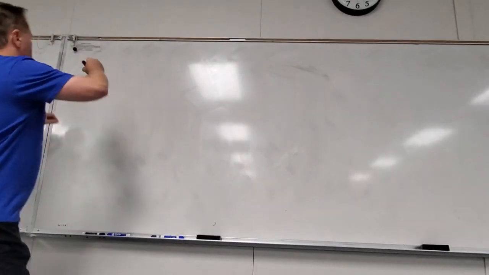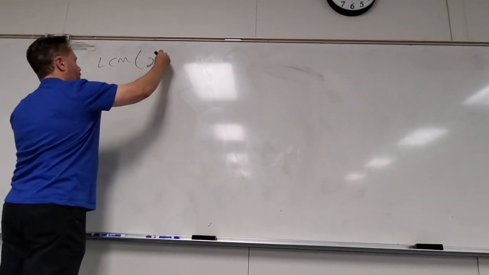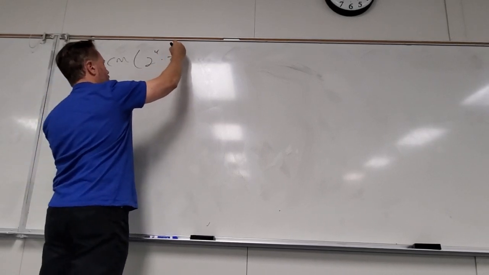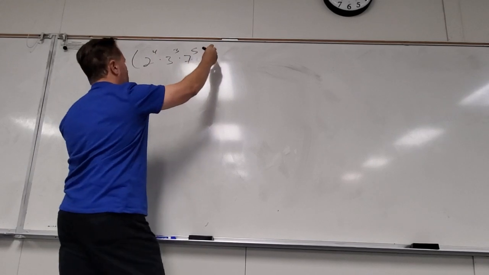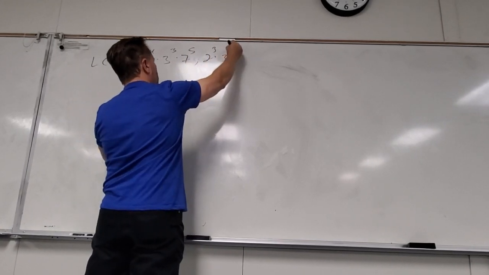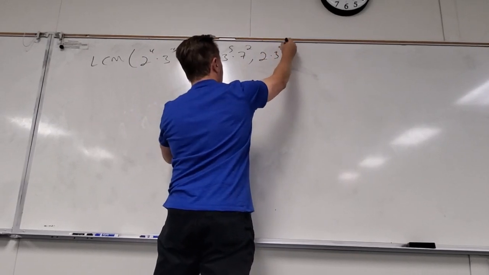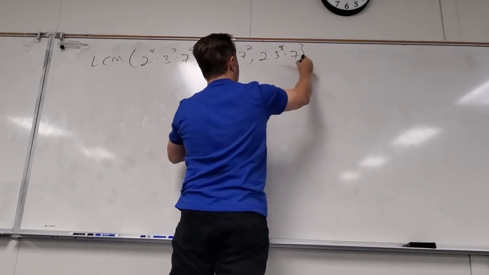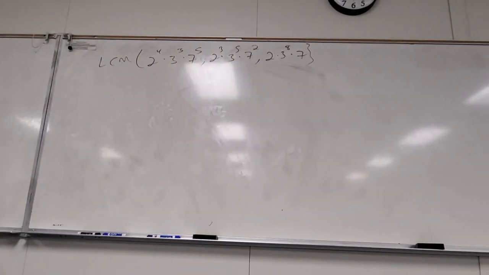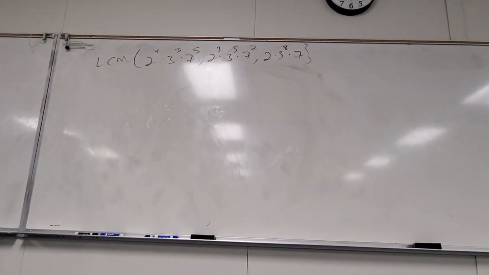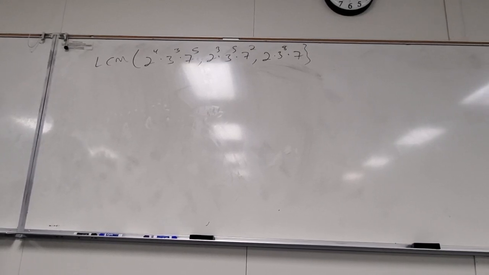Okay. So if I want to find the LCM of 2 to the 4th times 3 to the 3rd times 7 to the 5th, 2 cubed times 3 to the 5th times 7 squared, and 2 times 3 to the 8th times 7, and I want to find the LCM, who remembers how to kind of do that in this case?